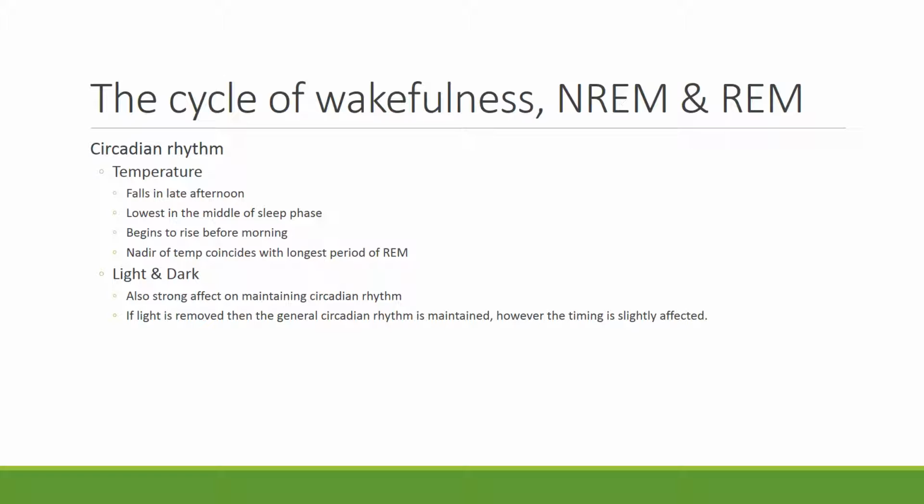Next, let's talk about light and dark with the circadian rhythm. This has a very strong effect on maintaining the circadian rhythm. We call it photic stimuli, which is any type of light stimuli, and that actually has the largest effect on your circadian rhythm. If light is removed from a person, then the general circadian rhythm is maintained. However, the timing is slightly affected, so we see people have slightly longer circadian rhythms when we take that light away.